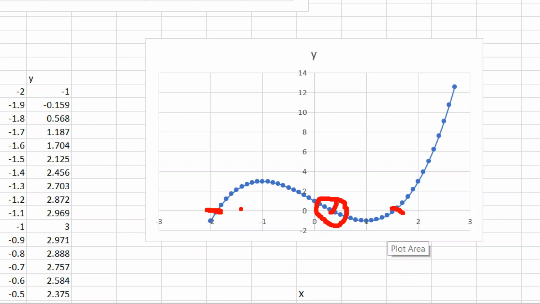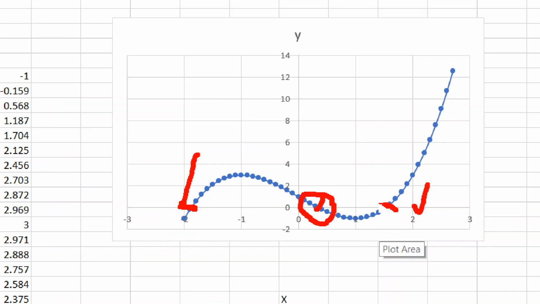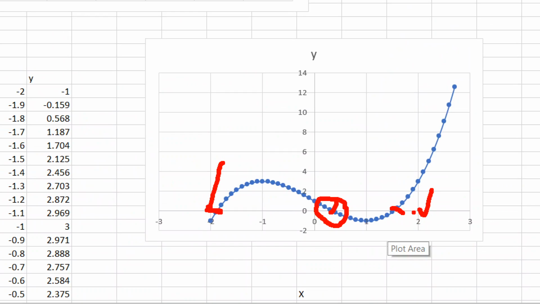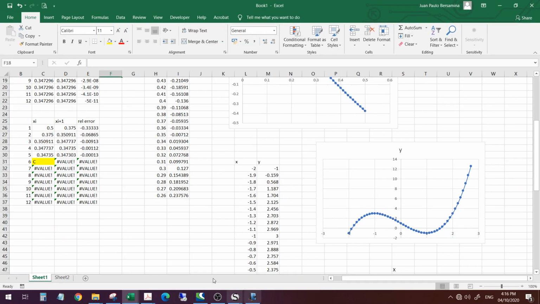So how about the other two roots? Okay. That's a problem with the method of successive substitution. We were not able to get the other 2 roots. We were only able to get the 0.347 root, which is here. So what I'm going to do is use Newton's method to get the other 2 roots. Okay. So the setup is here.